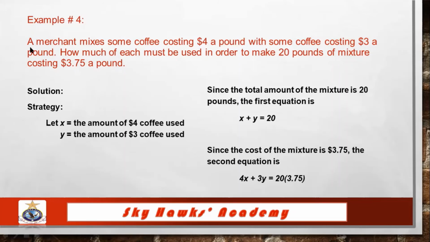All right. A merchant mixes some coffee costing $4 a pound with some coffee costing $3 a pound. How much of each must be used in order to make 20 pounds of mixture costing $3.75 a pound? Okay. So very quickly, this one. Please look at this. All right. Let x equal the amount of $4 coffee used and y the amount of $3 coffee used. Here we are getting these numbers.